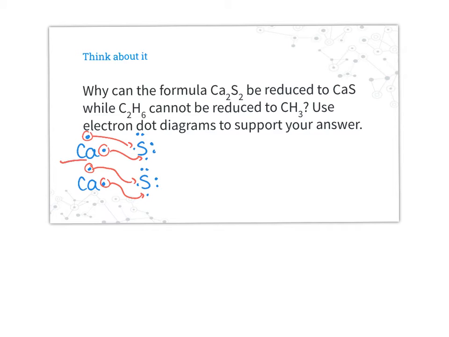Calcium gives away its electrons to sulfur. What we see is that we actually only needed 1 sulfur atom and 1 calcium atom to complete the full transfer of electrons. Calcium is left with no electrons in its outer shell and is a 2+. Sulfur gained 2 electrons in its outer shell and became a 2-. I didn't need 2 sulfurs and 2 calciums to complete this full transfer. Therefore, calcium sulfide should be written as this, never with 2's.